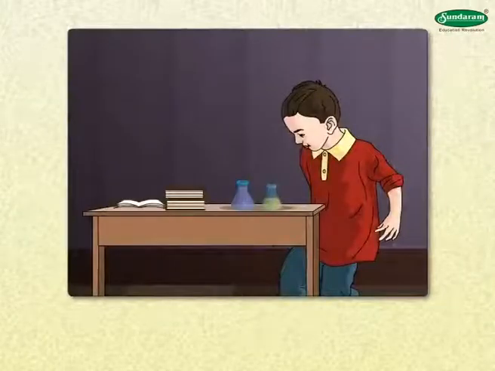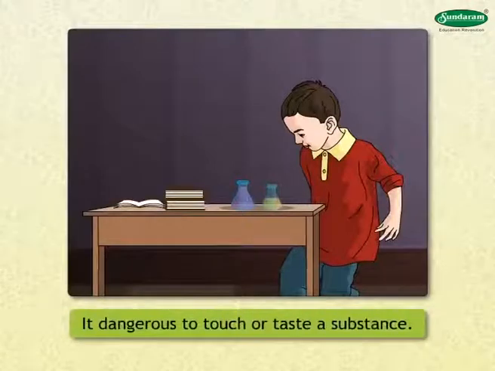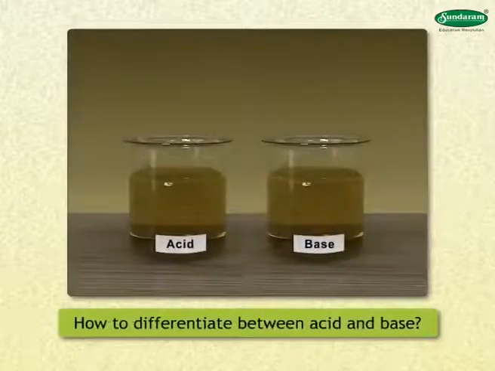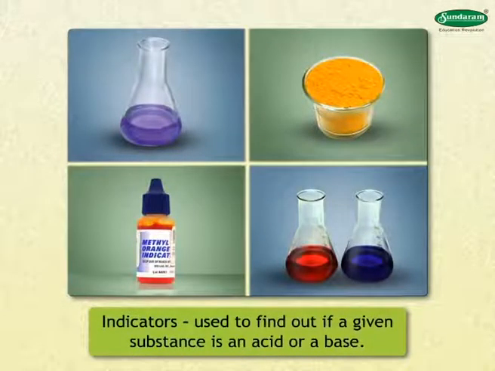Children, always remember that it is wrong to touch or taste a substance to find out what it is. It can be dangerous to do so. How can you recognize whether a given substance is an acid or base? Certain substances are used to find out if a given substance is an acid or a base.